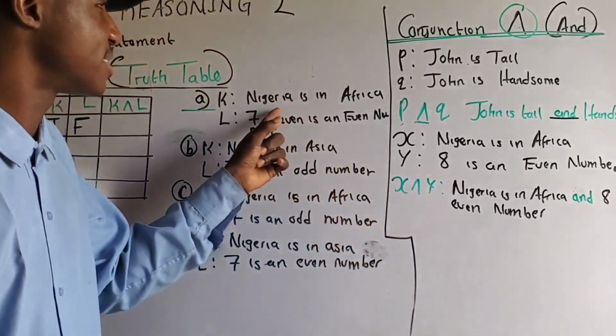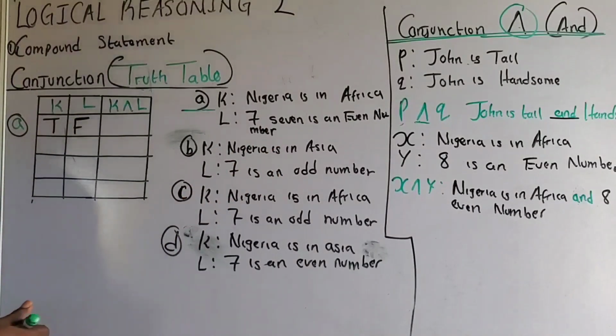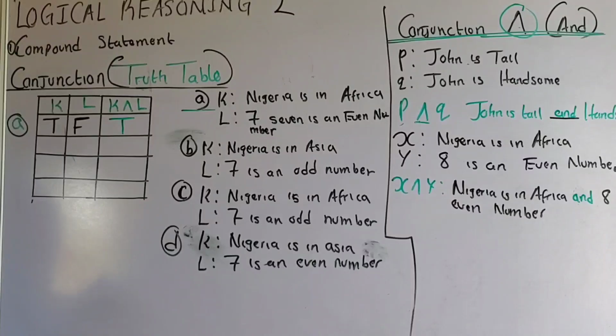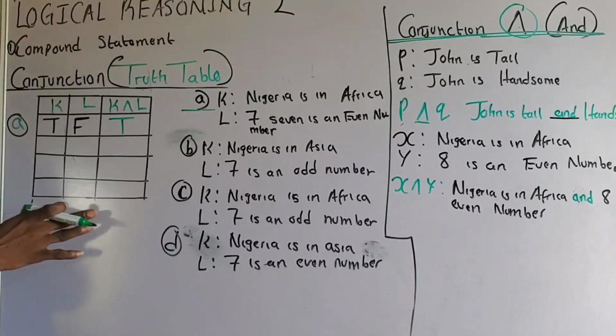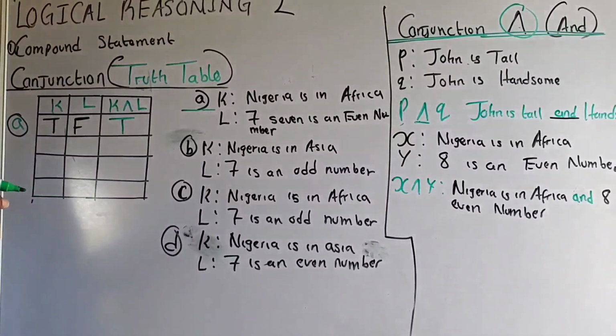You can see Nigeria is in Africa, so the first part is true, even though the second part is not true. So the conclusion will be what? Will be true. That is, we are going to have T here. Do you understand? Listen to me. You have to understand the truth table of each of the connectives. Are you getting what I'm trying to say?